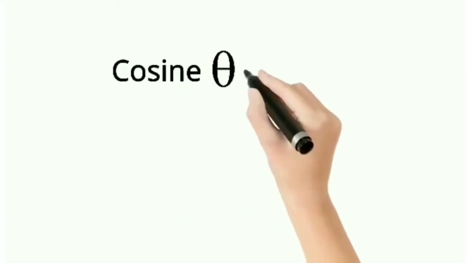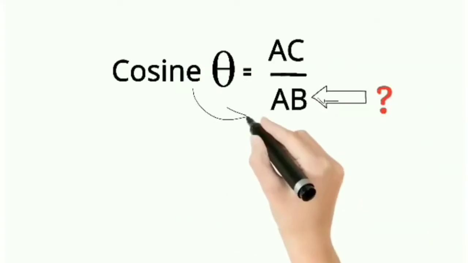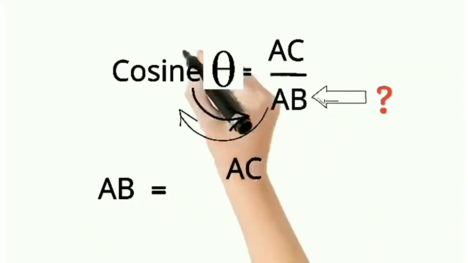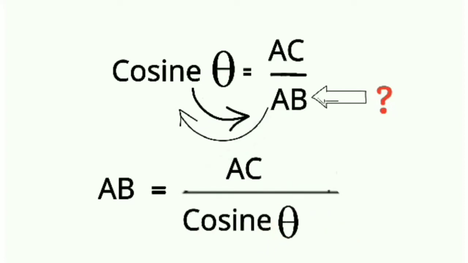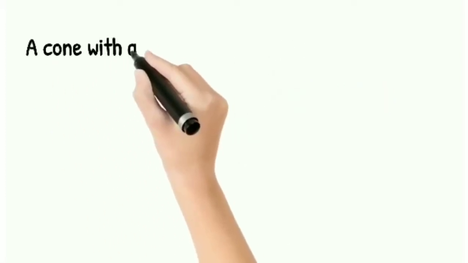To find the value of the hypotenuse, simply divide the adjacent side by the cosine of an angle. Thus, hypotenuse AB is then equal to adjacent side AC divided by cosine theta. Let us now have some sample word problems.